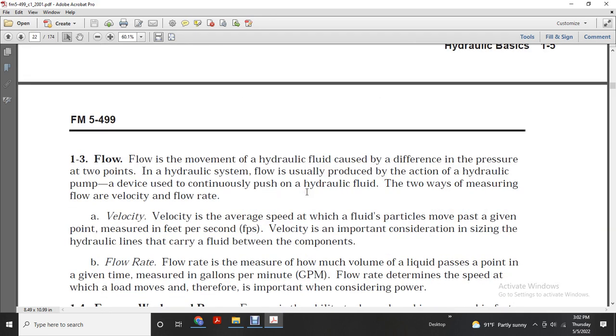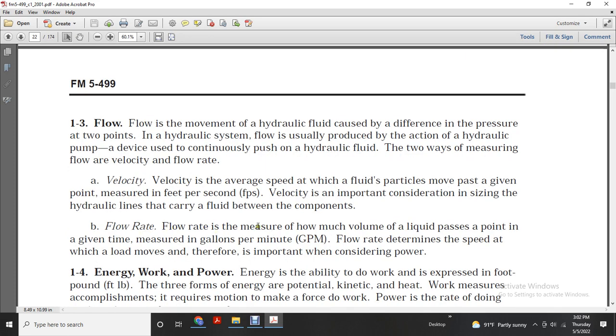1.3 Flow. Flow is the movement of the hydraulic fluid caused by the difference of pressure between two points. Hydraulic system fluid flow is usually produced by a hydraulic pump, a device for the continuous push of the hydraulic fluid. There are two ways of measuring: fluid velocity and flow rate. Velocity is the average speed at which fluid particles move past a given point, measured in feet per second. Velocity is an important consideration in sizing the hydraulic lines that carry the fluid between the components. Flow rate is the measure of how much volume of liquid passes a point in a given time, measured in gallons per minute. The flow rate determines the speed at which the load moves.